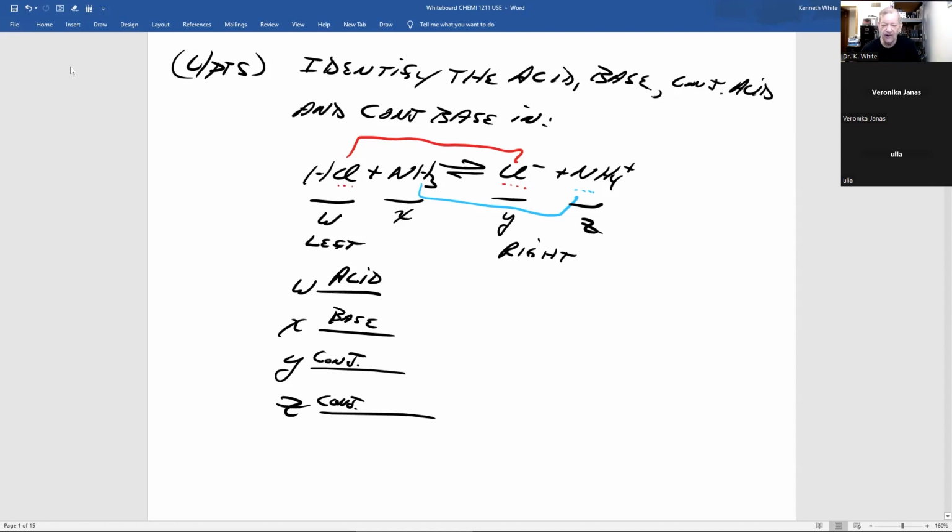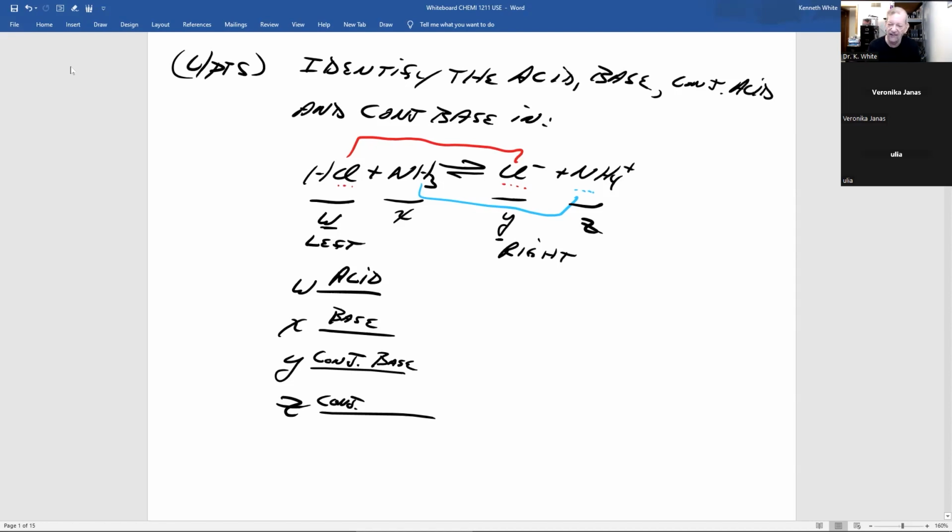Next, let's look at Y. When it goes back to its conjugate W, going this way, when Cl minus goes to HCl, does it accept a proton or donate a proton? Count the hydrogens. Went from 0 to 1. It accepted a proton. And what is a proton acceptor? A base. And Y is called the conjugate base of this reaction.